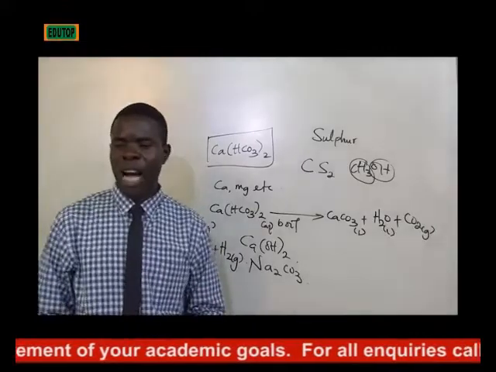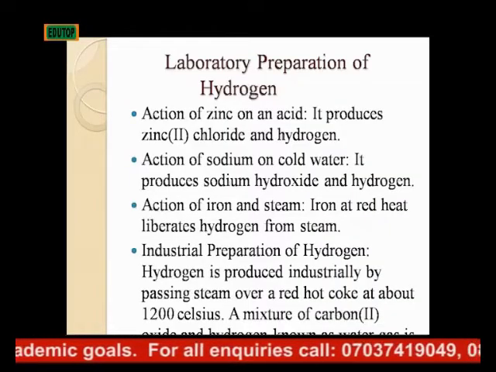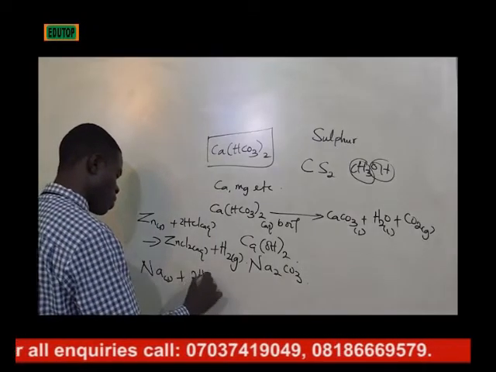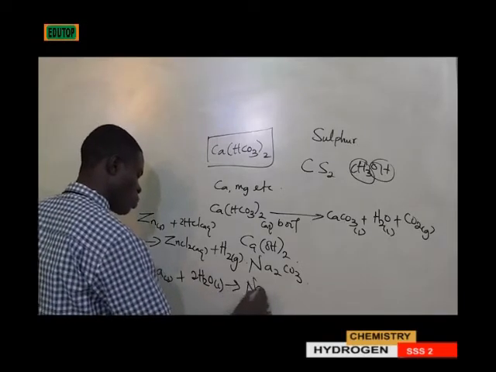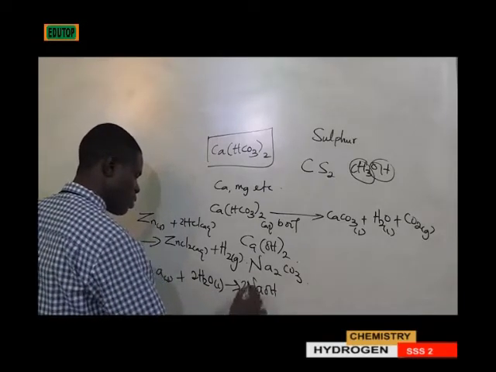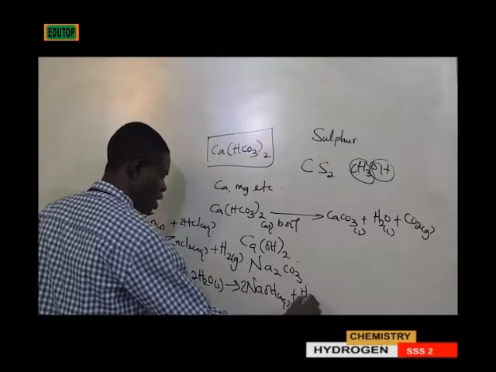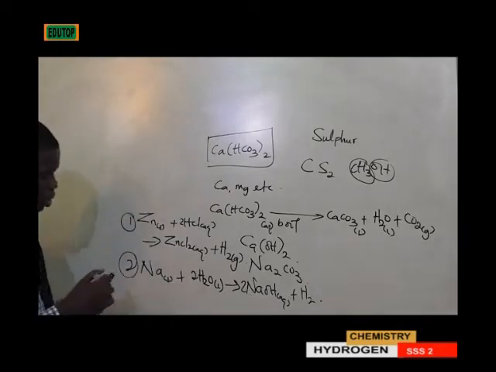Then the second way is action of sodium on cold water. By action of sodium on cold water, that is another way of producing it. And in this situation, you have the production of sodium hydroxide, an alkali, aqueous, plus hydrogen gas. So this is another way of producing it, number 1, and this number 2.